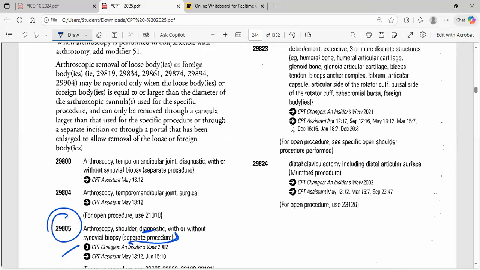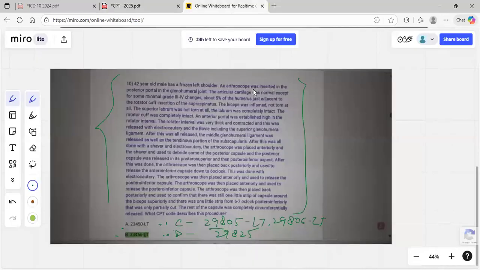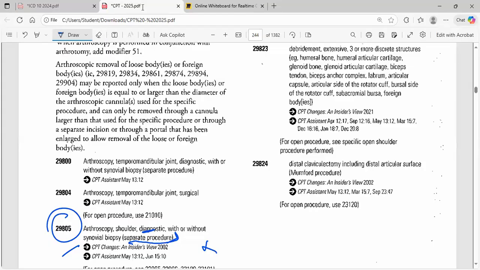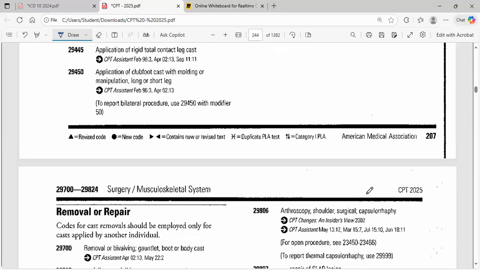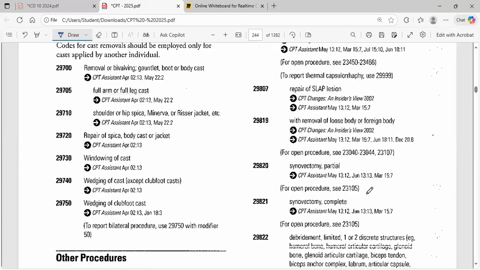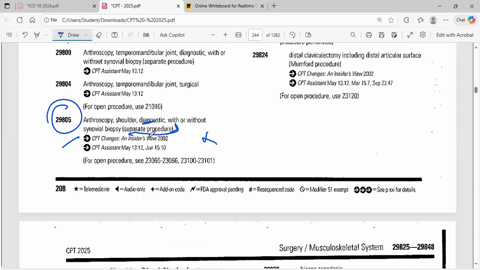Diagnostic or separate procedure: we will bill a separate procedure only if no therapeutic procedure is performed at the same time and at the same location. So we are not going to use option C because we cannot bill the diagnostic procedure separately in conjunction with the therapeutic procedure. 29806 is a therapeutic procedure. It's an arthroscopic surgical capsulotomy, and at the same location we are not going to bill diagnostic. We have to bill either therapeutic or diagnostic. So when diagnostic and therapeutic are performed on the same day, we have to bill only the therapeutic, not the diagnostic. So our option C is completely ruled out.